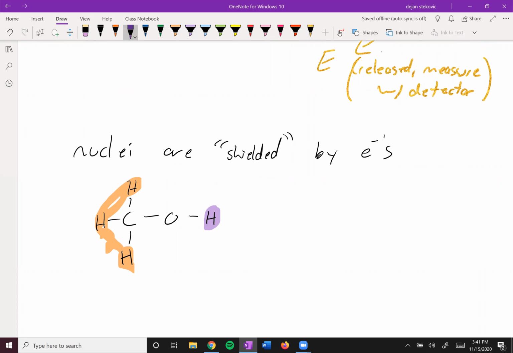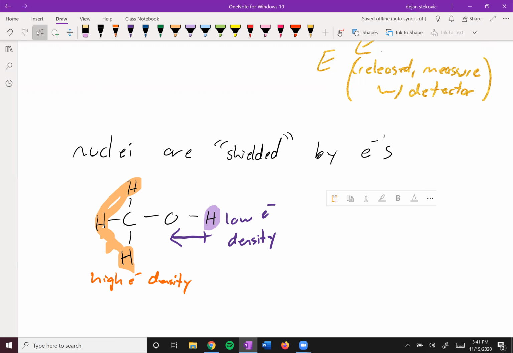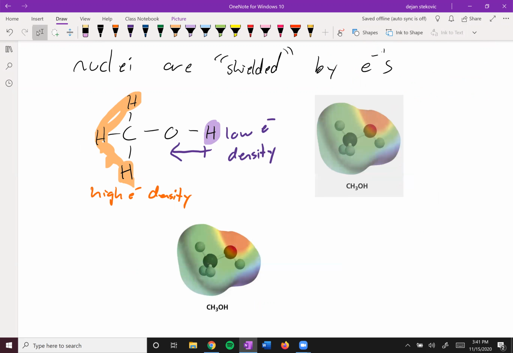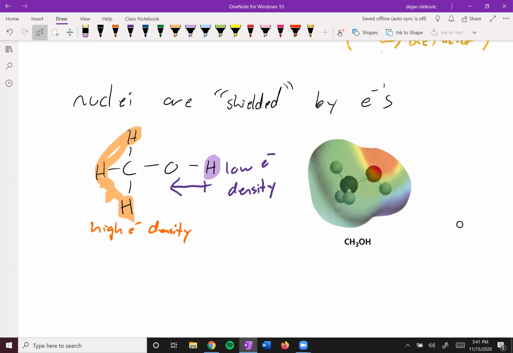If we think about what kind of atoms are near here, we have this oxygen atom, which is really going to pull electron density away from this hydrogen. So this has low electron density, while these other hydrogens are just next to a carbon, and so they relatively have high electron density. And if you look at the electrostatic potential map of methanol, which is what we have here, you can see that as well. You can see these three hydrogens are in this kind of green zone. They have plenty of electron density, and then this hydrogen over here is in this blue zone. It does not have as much electron density in it.